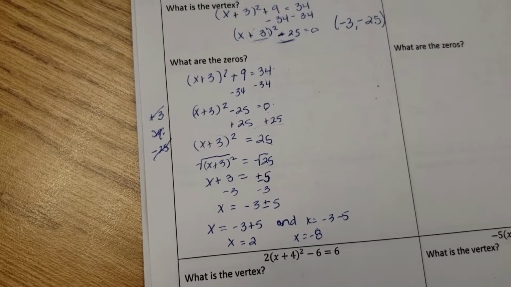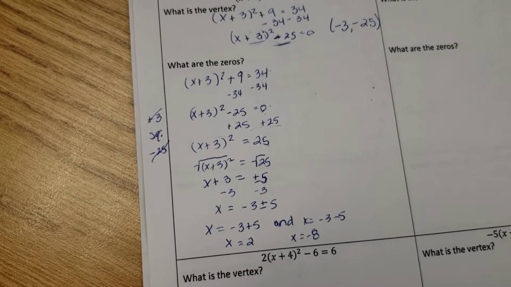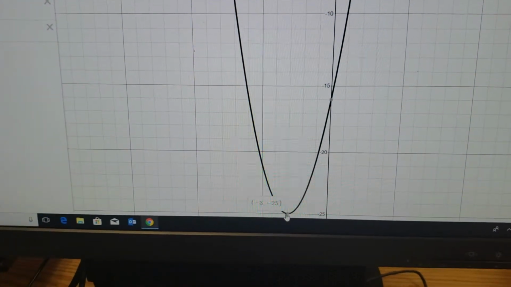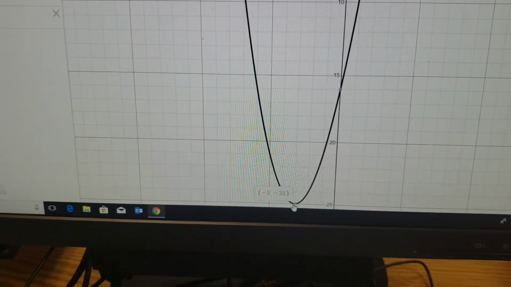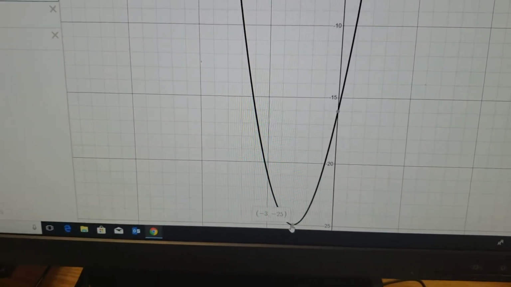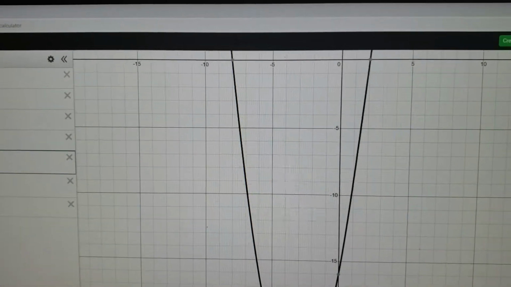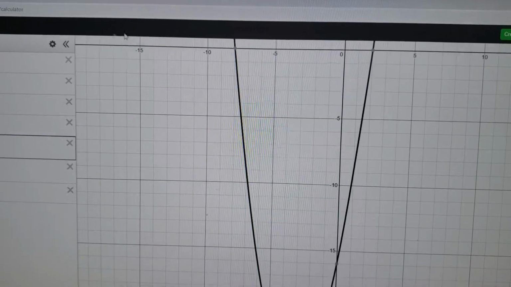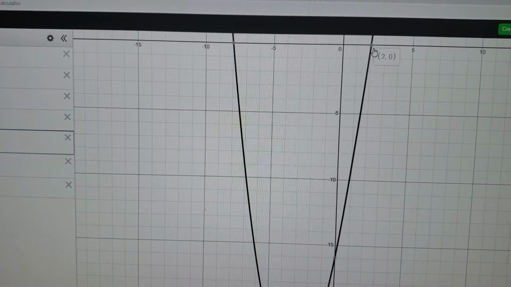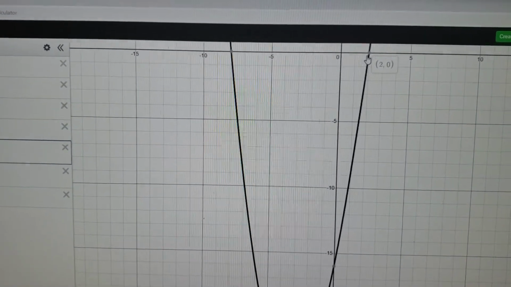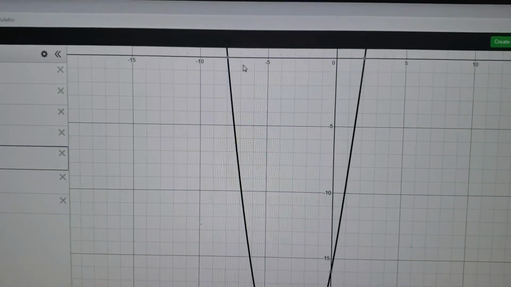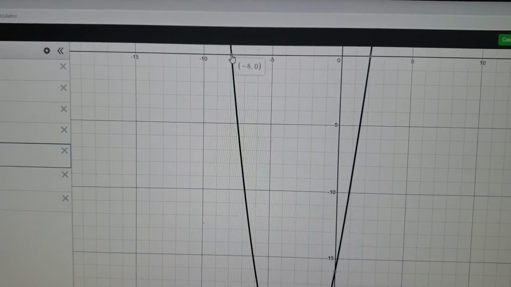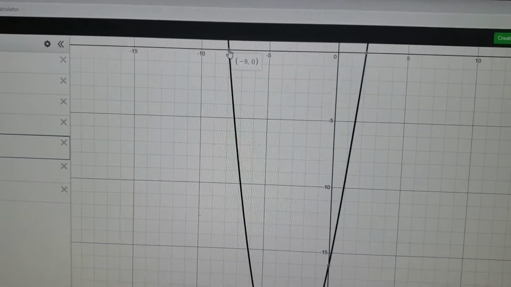And if we look at our graph here, let's take a quick look at the graph of this function. So way down here at the bottom of the screen is the vertex, which we found to be (-3, -25), and sure enough, our graphing app agrees with us. Now if we go up here to find the zeros, we're looking for +2 and -8. So over here, if I click on there, there's the coordinate of that solution, (2, 0), and over here should be (-8, 0). So according to our graph, our solutions are correct.